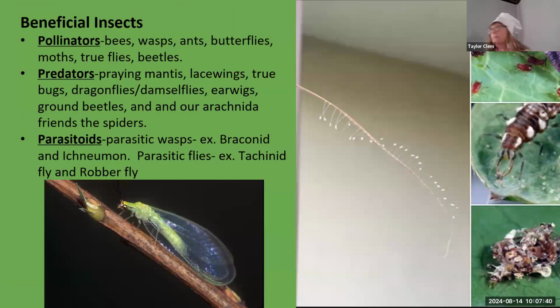Okay, beneficial insects. I have some pollinators listed here, some predators, and some parasitoids. As you can see, my pick is the lacewing. It's frail, it's pretty, it's a nice color, and it's ferocious. They will lay their eggs in the evening on flowers like sunflower, daisy, alyssum, asters, and dill and other herbs.